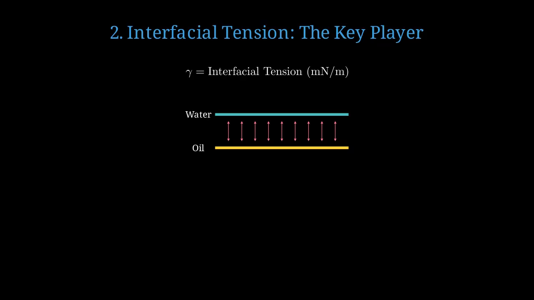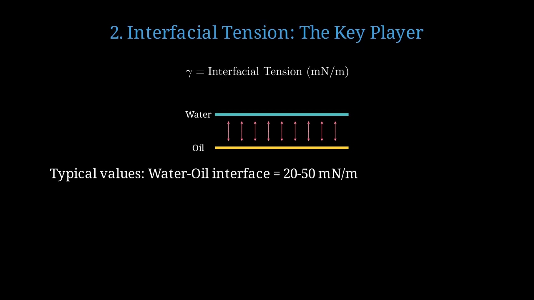Interfacial tension is the critical force that governs emulsion formation and stability. Interfacial tension, denoted gamma, is measured in millinewtons per meter and represents the energy at the liquid-liquid interface. At the interface between water and oil, molecules experience unbalanced forces, creating interfacial tension that tries to minimize the contact area. Typical interfacial tension values between water and oil range from 20 to 50 millinewtons per meter.